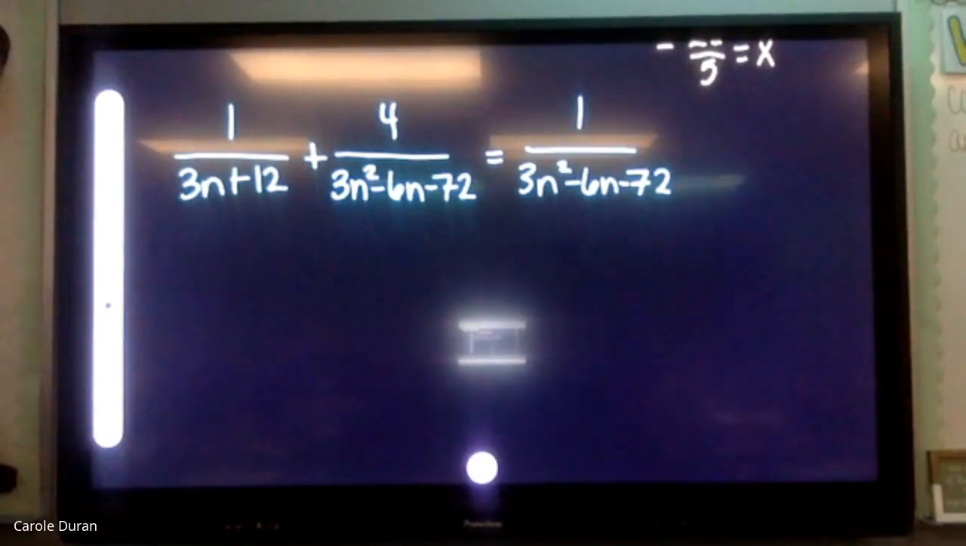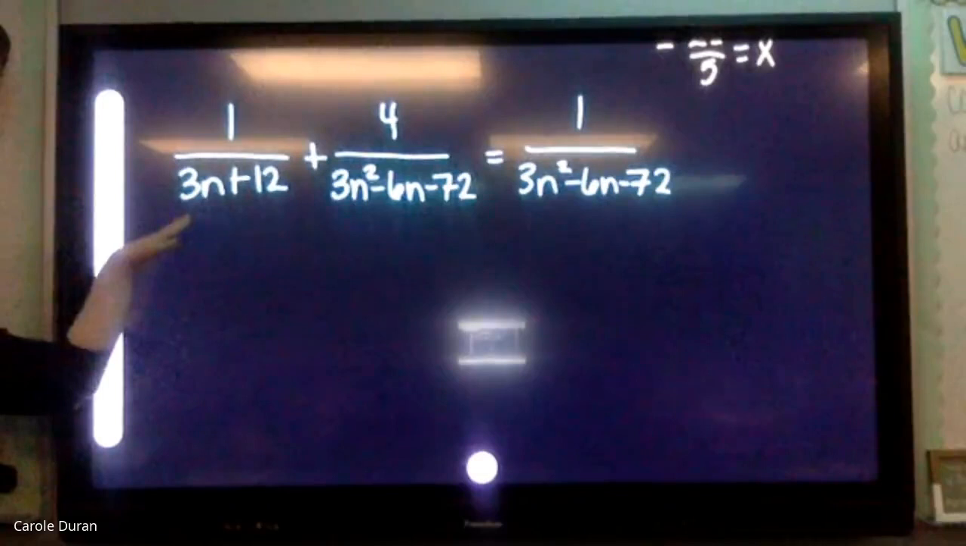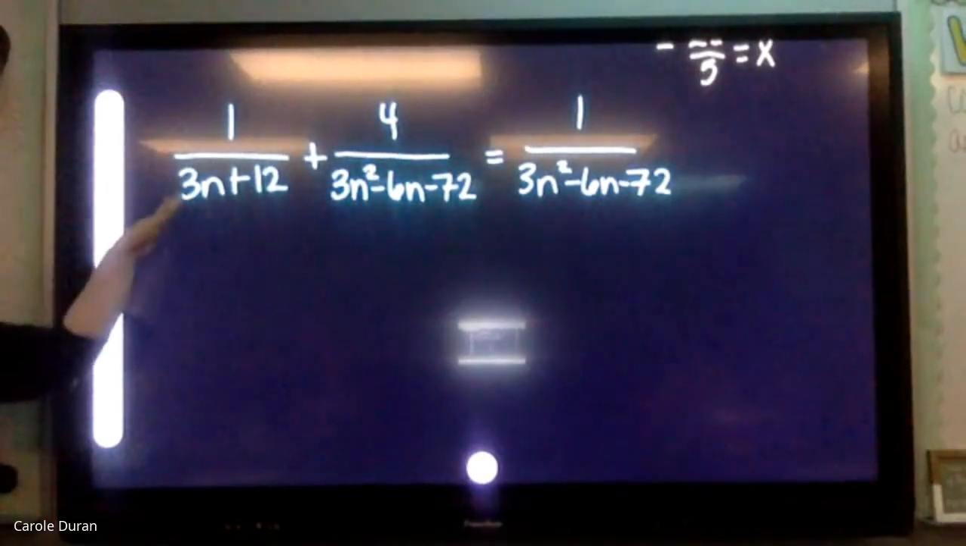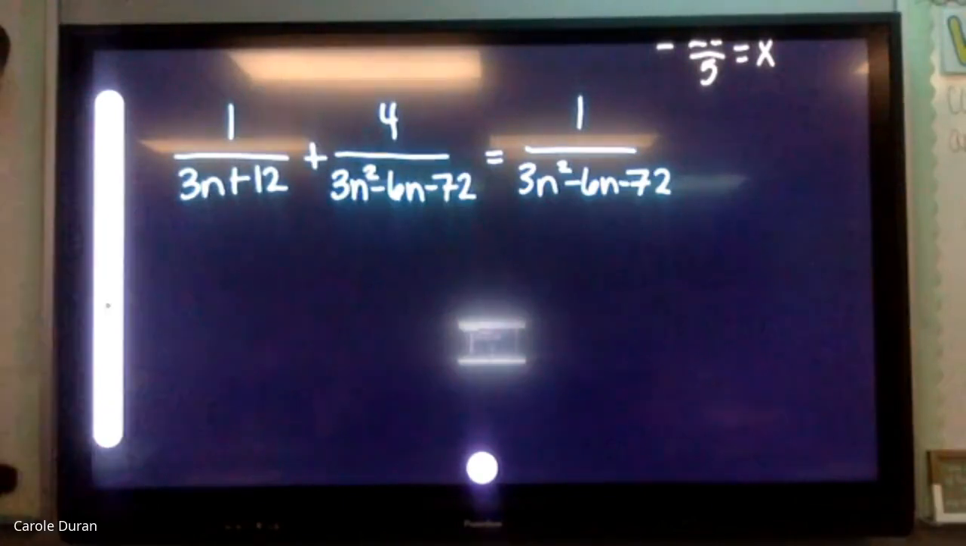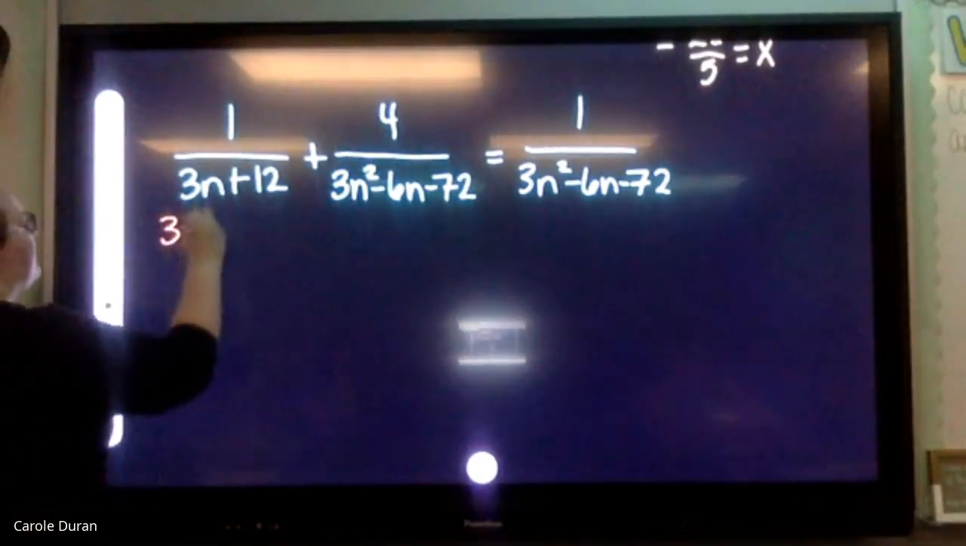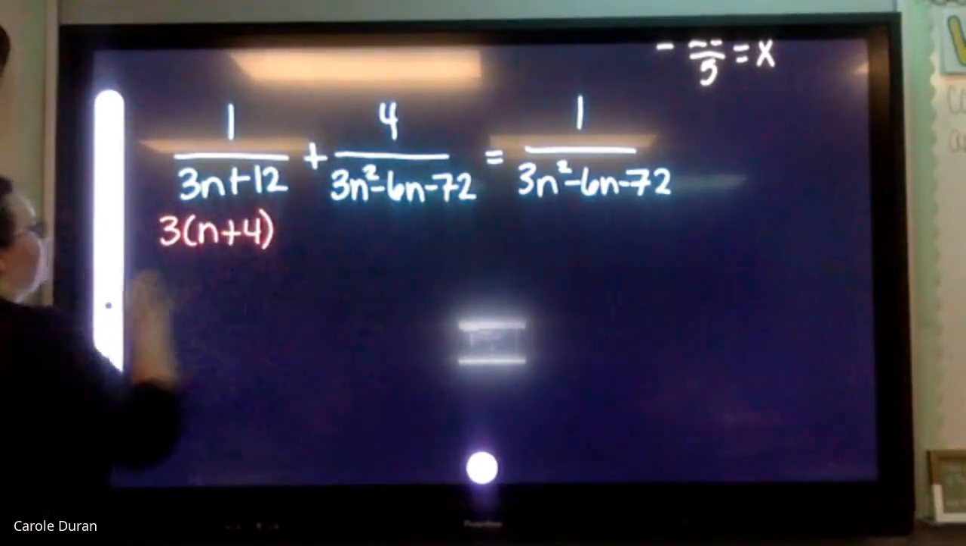I can take a 3 out. Before we ever attempt to rainbow, I should always look to see if I can take a common factor out of all 3 terms in my trinomial or in my quadratic. So in my first one, can I reduce this first denominator at all? Yes, by taking a 3 out. When I take a 3 out, I'm left with n plus 4.